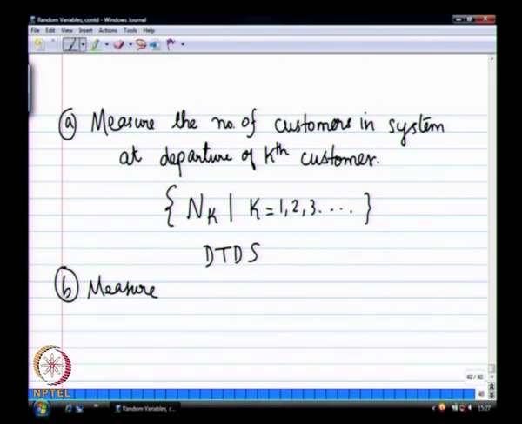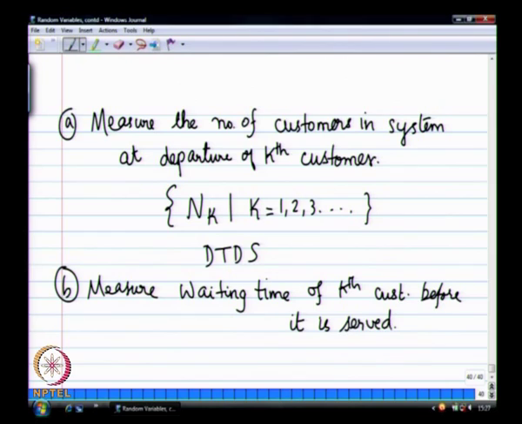Then you measure the waiting time of the kth customer. You look at every customer and measure its waiting time before it gets service. So the amount of time spent in the queue, that is what this W_k is, and k will again be 1 to infinity. So this is discrete time, continuous state, because your state is now any value, any non-integer value.